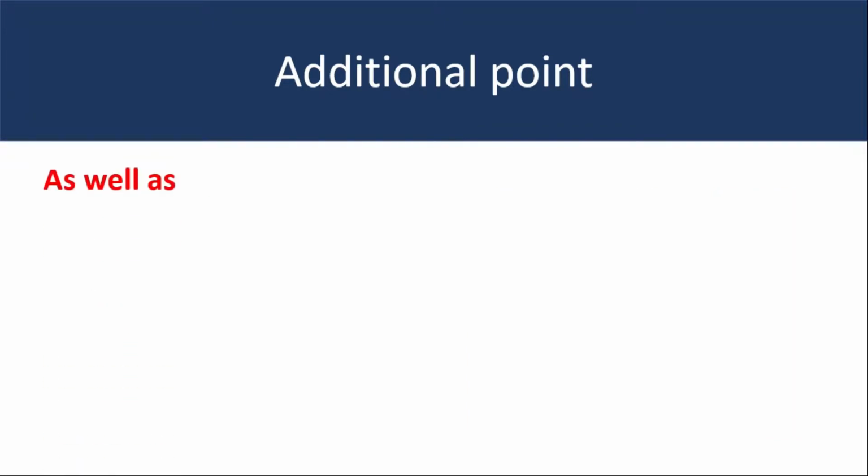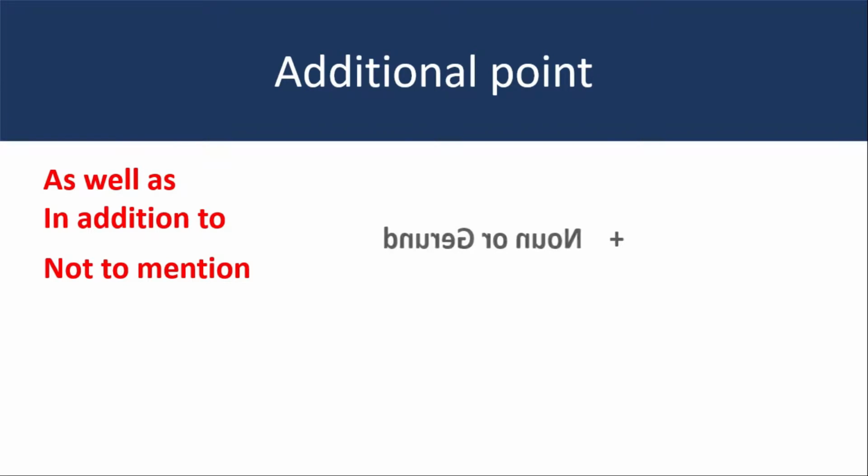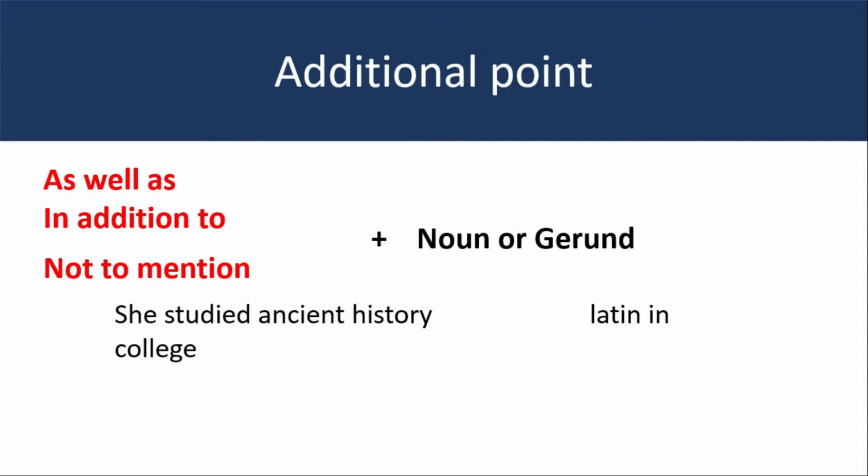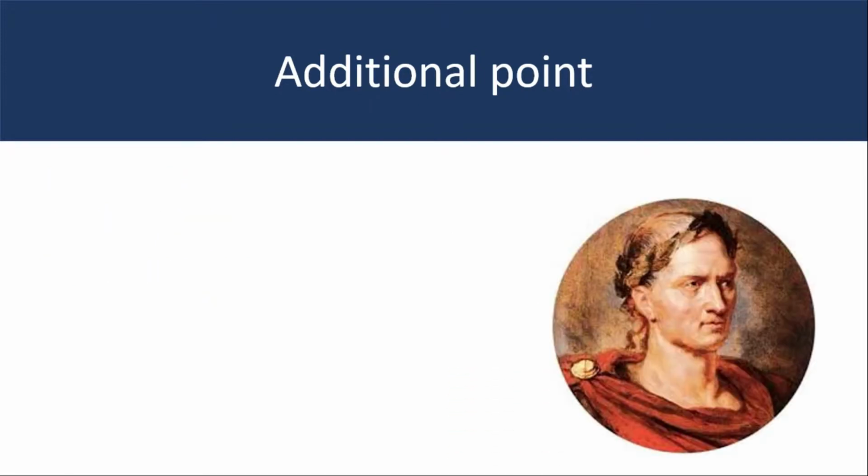Another linker or linking expression is "as well as." Another one is "in addition to," "not to mention." They are usually accompanied by a noun or a gerund, which in the end is actually a noun too. She studied ancient history as well as Latin in college.